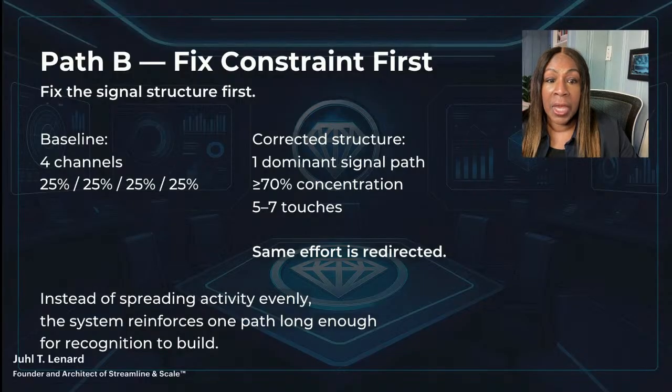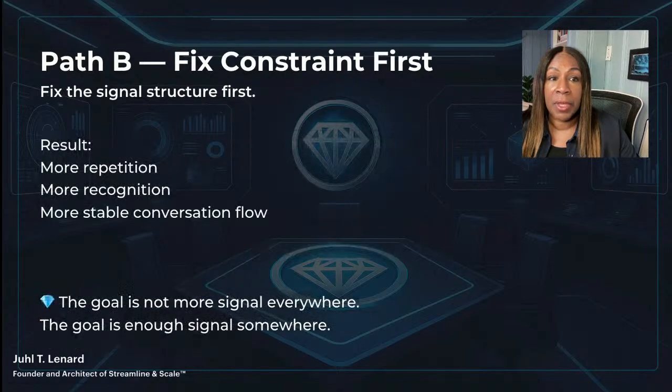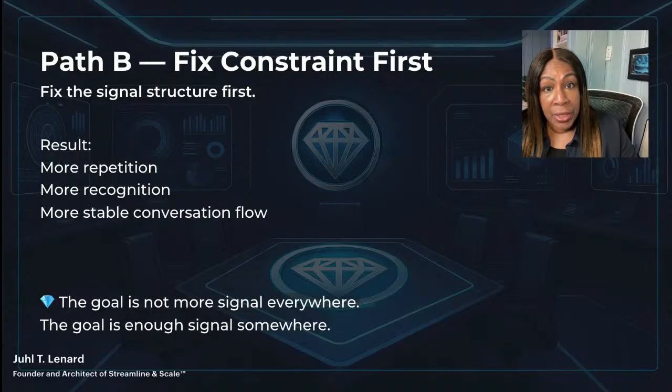Instead of spreading activity evenly, the system reinforces one path long enough to establish a density for recognition to build. The result is more repetition, more recognition, more stable conversation flow. The goal is not signal everywhere. The goal is enough signal somewhere.